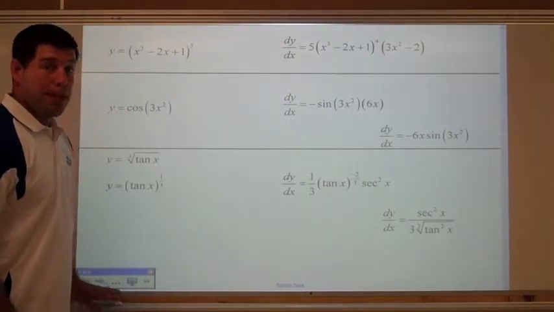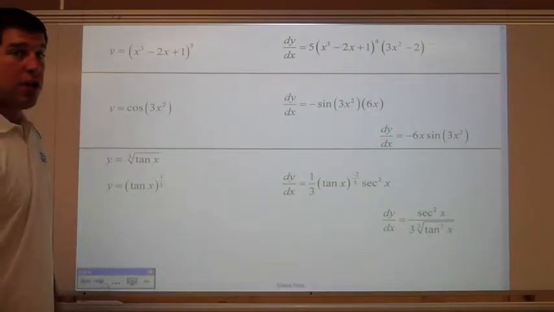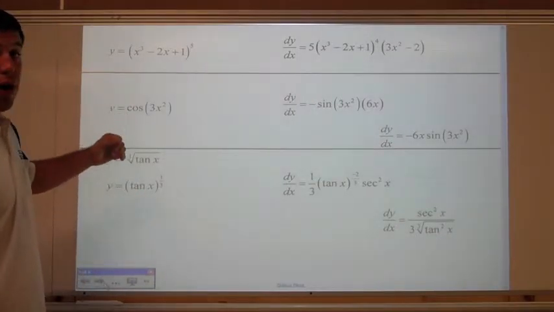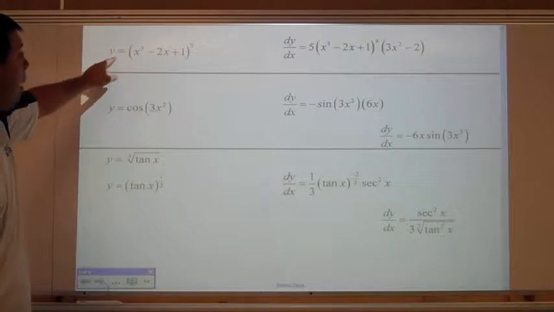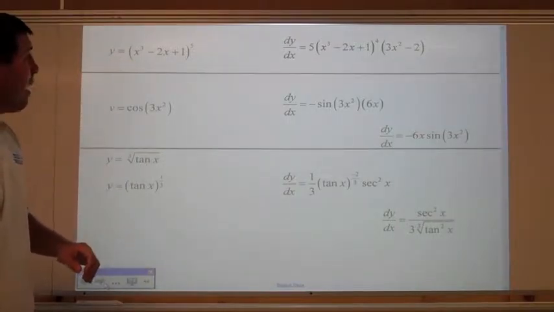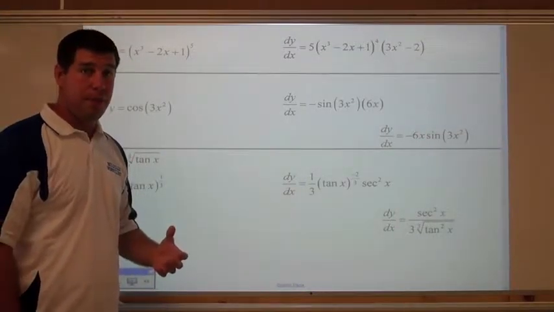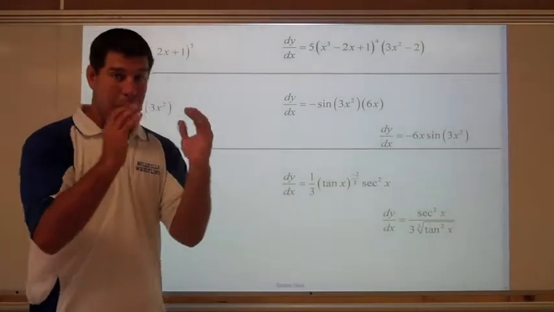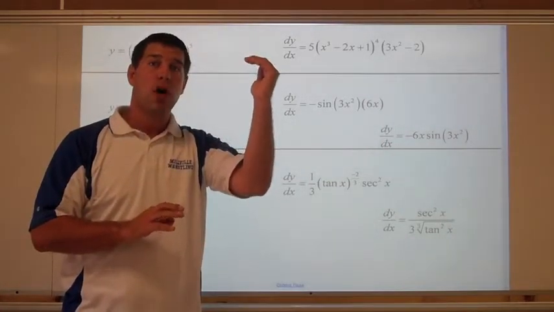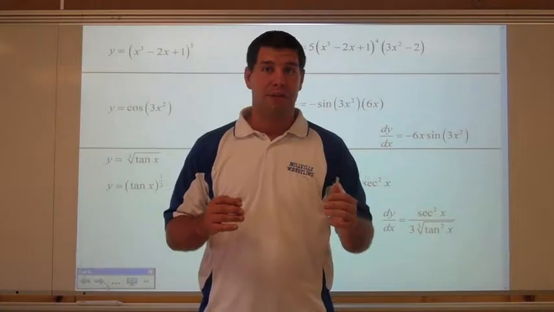Here's a few examples. Actually, the three examples that we saw earlier are our examples of composite functions. We're going to derive those now. So we have y equals x cubed minus 2x plus 1 to the fifth. Well, our outside function is something to the fifth power. So we're going to derive that like we would anything to the fifth power.